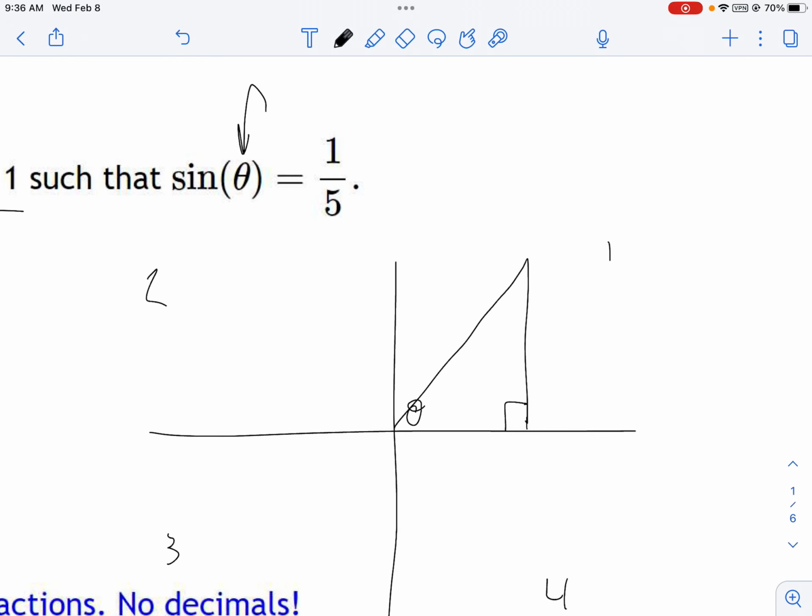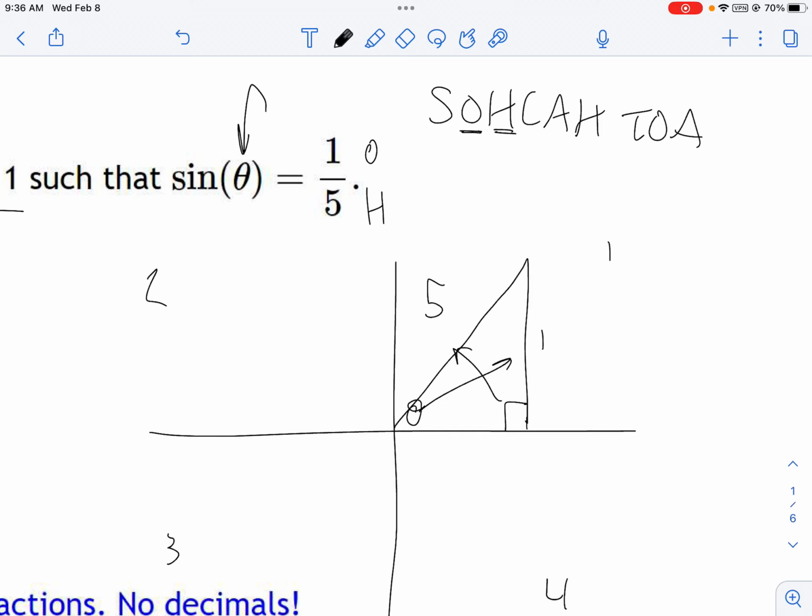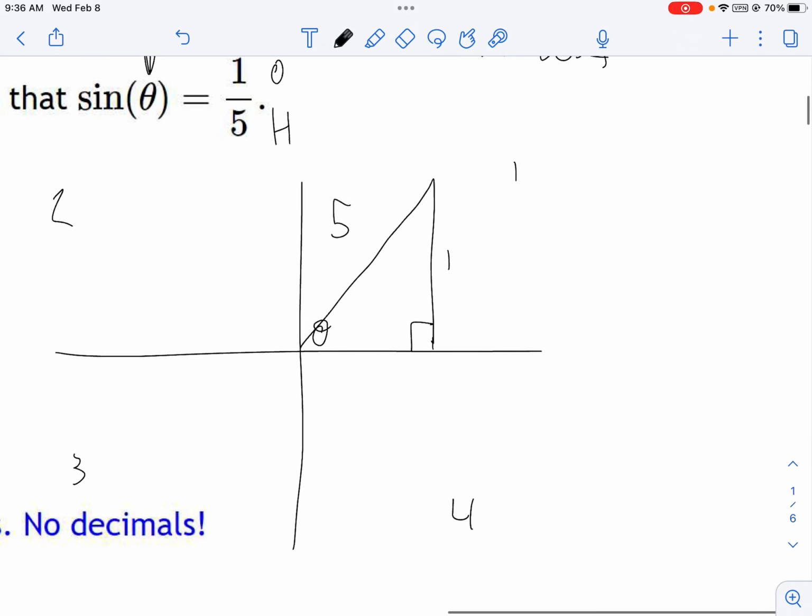And we know that sine, using SOHCAHTOA, is going to be the opposite over the hypotenuse. So this is your O, this is your H. From theta, here's your opposite side, that's 1. Your hypotenuse is across from your right angle, so this is your 5. Now you have your triangle built, you have your numbers there, use the Pythagorean theorem to find the third side of your triangle.